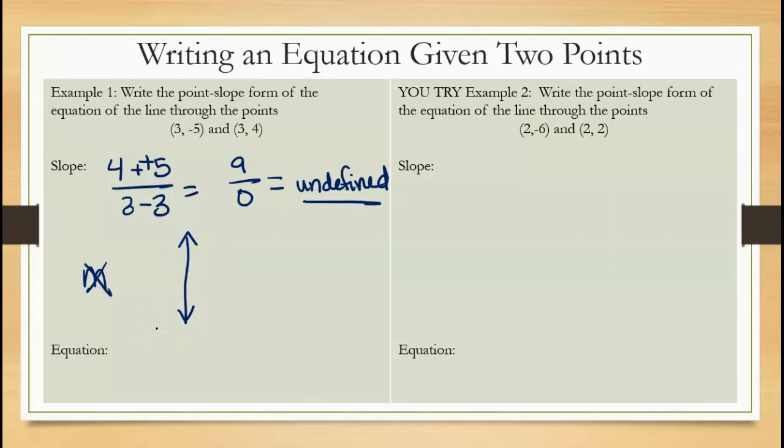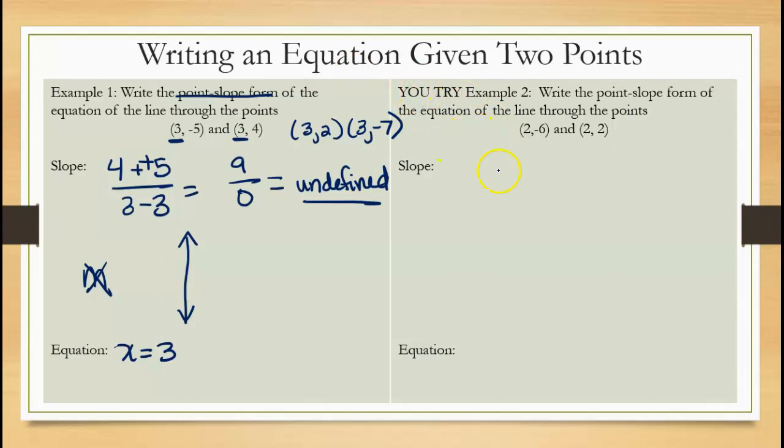This is a vertical line through some x value. Look back up here at your point. What does it look like x is always equal to? No matter what, x is always equal to 3. Other points on this line would be 3, 2, 3, negative 7. X is always 3. I cannot write this in point-slope form. It's impossible. The equation of this line has to be written using an x value. Use this example to help you. You pause the video and you try example 2 on your own now.